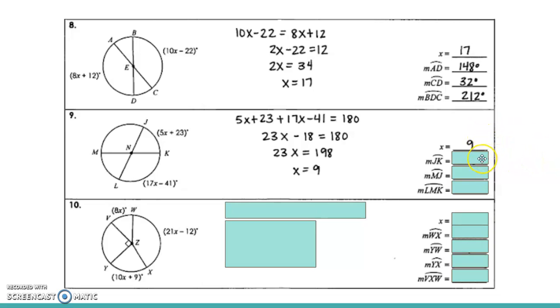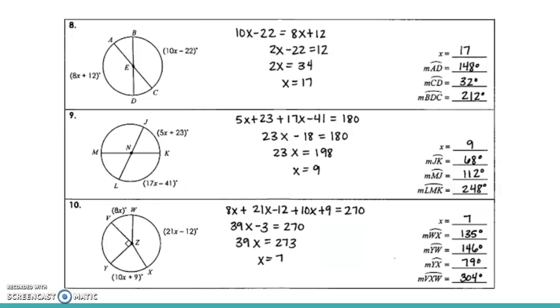So starting with arc JK, I'm going to take 9 and plug that into my algebraic expression and find that it's 68 degrees. For MJ, I am going to subtract 68 from 180, and for LMK, I'm going to add 68 degrees twice and my 112 to get 248.